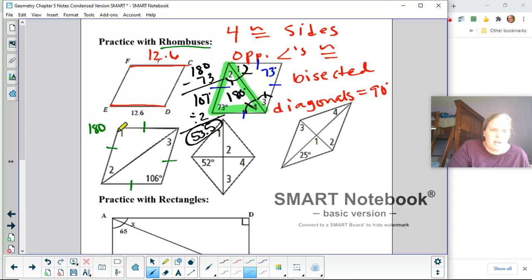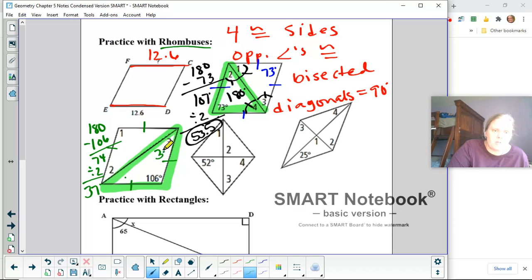So I'm going to start with 180 for this particular triangle. Let me highlight it for us. I'm going to subtract off the 106. Let me do that in my calculator here. I get 74 left over. And then I need to split that between the 2 angles. So divide that by 2. Divided by 2, I get 37 degrees.